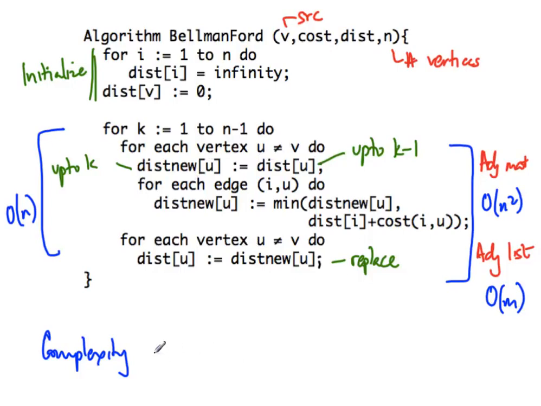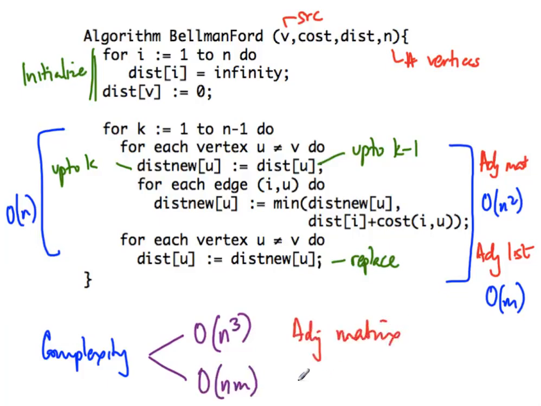Therefore we can now say that the complexity is either order n into n squared, which is n cubed, or it is n times m, depending on which representation we use. If we use the adjacency matrix, it is going to be n cubed. If we use the adjacency list, it's going to be order n times m.